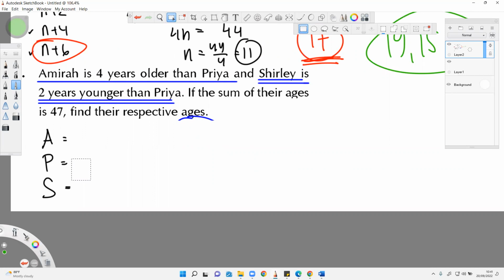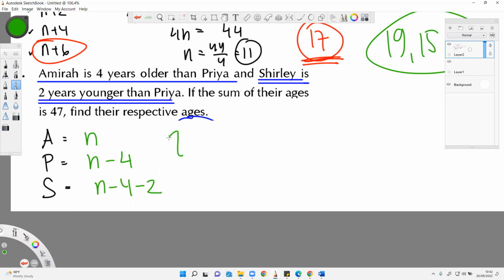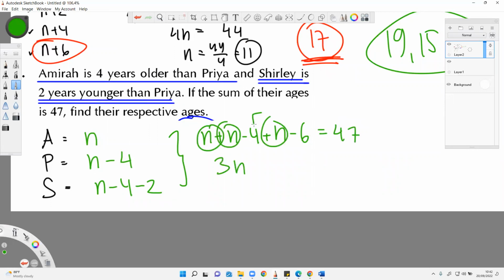Okay, let's say Amira is N. How old is Priya? Amira is 4 years older than Priya, so Priya is younger. Shirley is 2 years younger than Priya, right? So Priya is N minus 4 and Shirley is N minus 6. So if you add all the numbers, N plus N minus 4 plus N minus 6 equals 47. 3N minus 4 minus 6, so minus 10, equals 47. 57, right? I can do it fast because minus becomes plus. N equals 19, divide by 3. See?